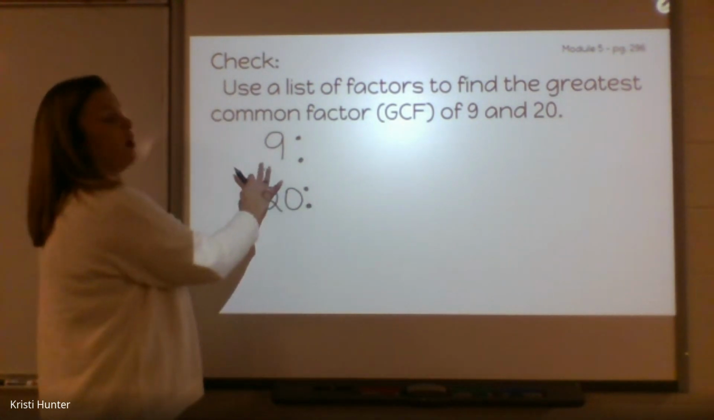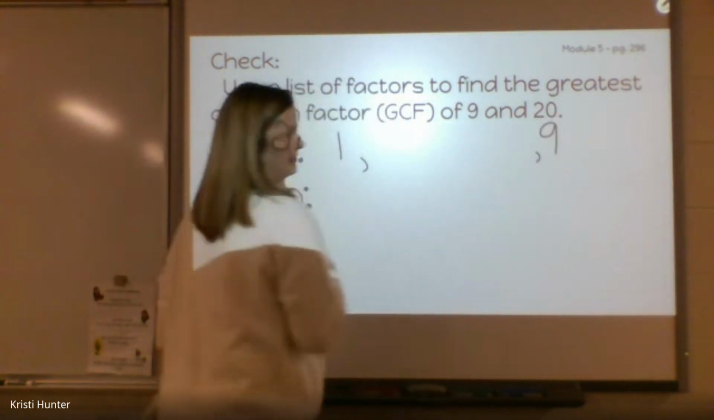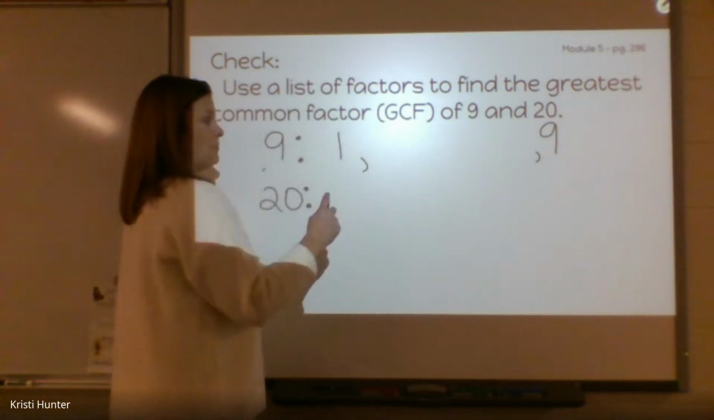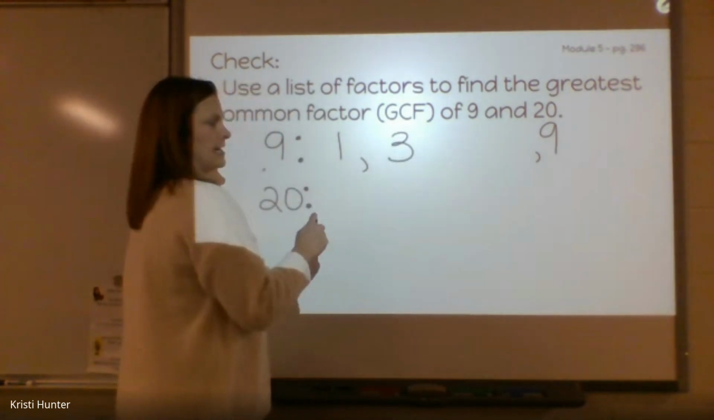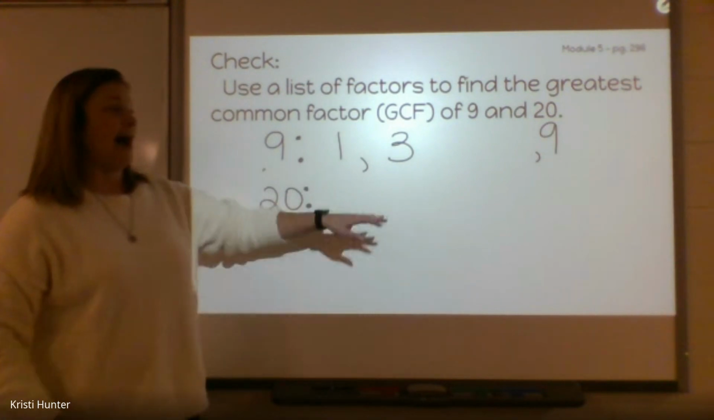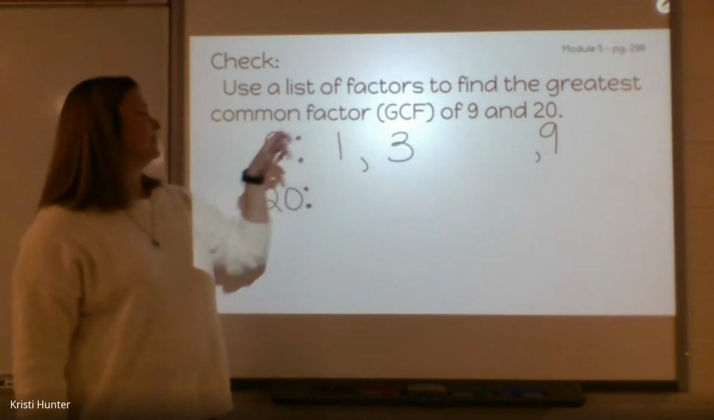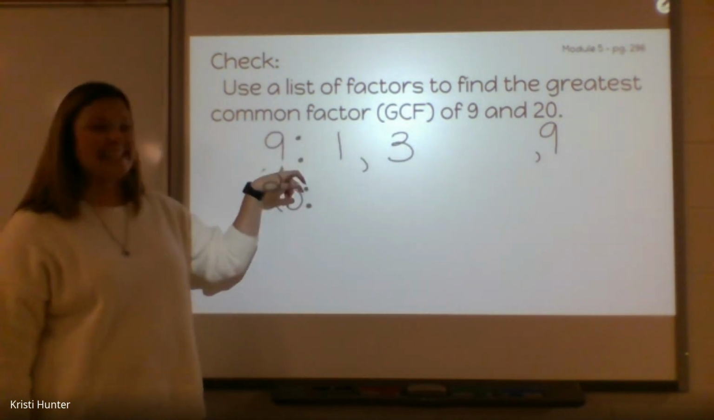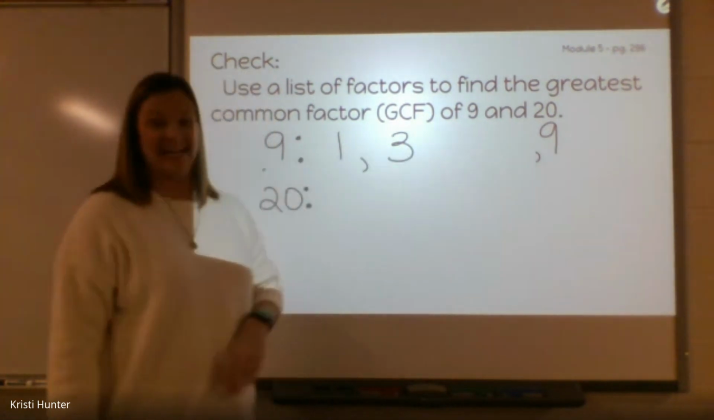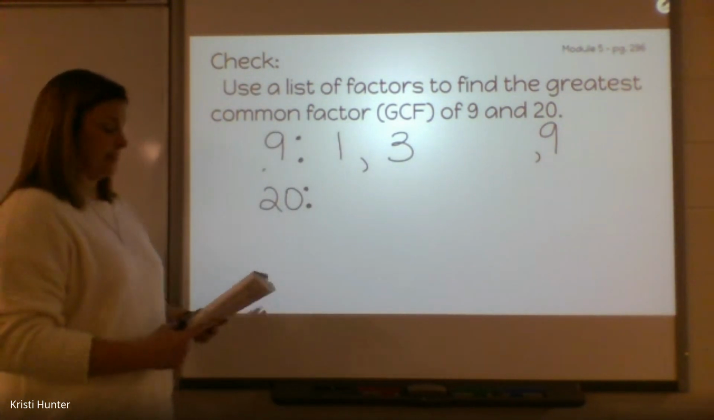So when I think about all the factors that go into 9, the first one I can think of is 1 and 9. Let's see, 2 doesn't work, so I can't use a 2. 3 works. 3 times 3 is 9. That's the same number, so I don't need to write it twice. 4 doesn't work. 5 doesn't work. 6 doesn't work. 7 doesn't work. 8 doesn't work. And now I'm at 9. So 1, 3, and 9 are the only 3 factors for this number, right?